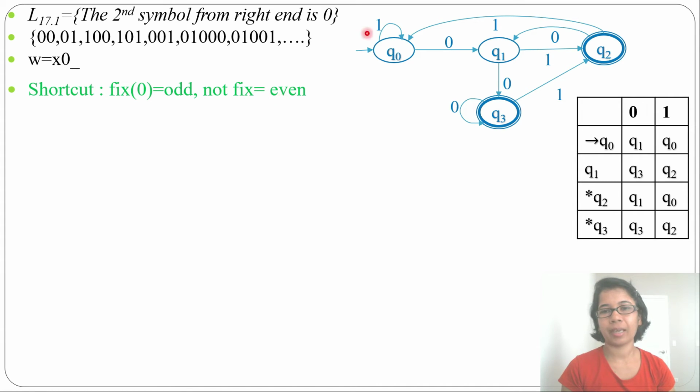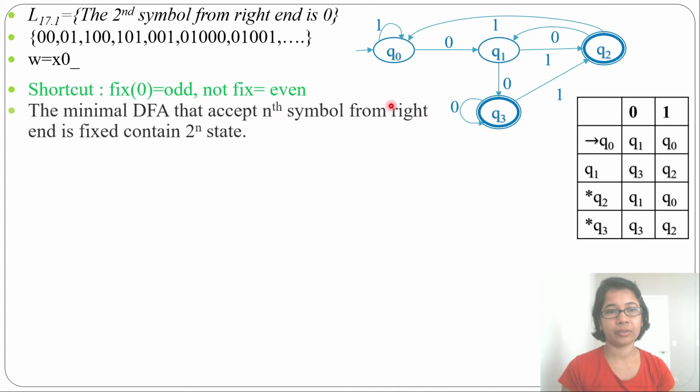You can also do it directly without the shortcut trick. The minimal DFA that accepts the nth symbol from the right end being fixed has 2 power n states, and the number of final states is 2 power n minus 1. Here it was the second symbol from the right end, so 2 power 2, that is 4 states, Q0, Q1, Q2, Q3, and the number of final states is 2 power n minus 1, n is 2, so that will be 2 power 1, that is 2 final states. I think you guys are clear.